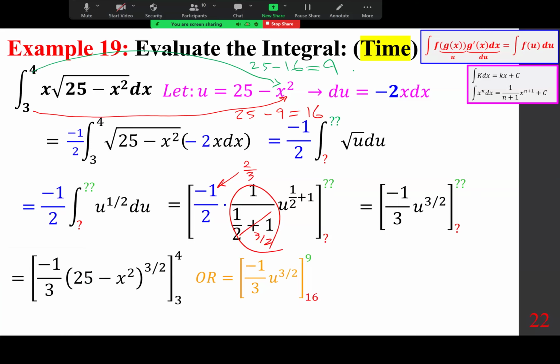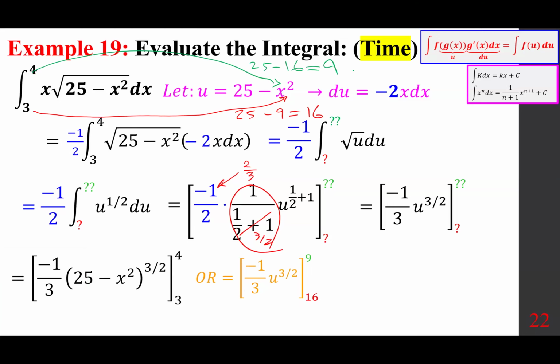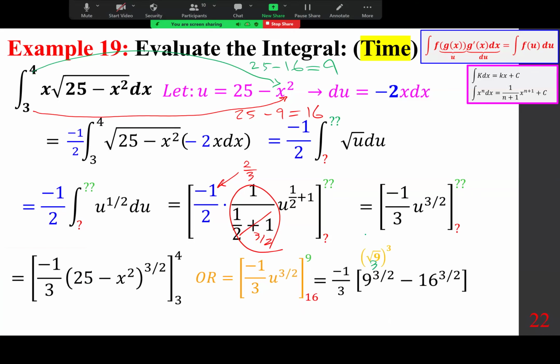And so we plug in. We keep the negative 1/3 out. And then u to the power of 3 halves, we replace the u with 9, minus, we replace it with 16. 9 to the power of 3 halves is the square root of 9 cubed, making it 3 cubed, making it 27, minus the square root of 16, which is 4 cubed, 64, making it negative 37. The product of this number and this number is positive 37/3.